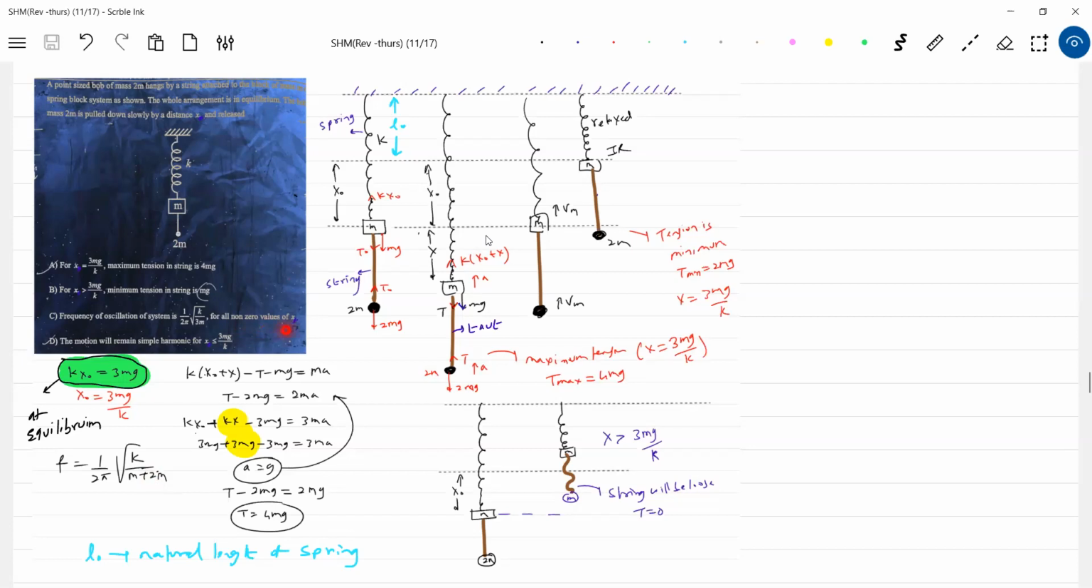For all non-zero values of x, only for the permitted values. If x is greater than 3mg by k, what will happen? Let's come to the question. If x is greater than 3mg by k, then what happens to this block? It will cross over this one. Then the string will be compressed, spring force will act, and the string will be loose. I'm writing: string will be loose. And what is the state of the spring? It will be compressed.